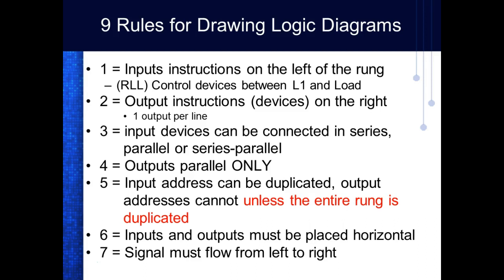Of course, here I try to combine relay and PLC. So there's some things we do in relay that we do in PLC, especially when it comes to line numbers and stuff like that. Inputs and outputs must be placed horizontally. This is definitely true in PLC. Signal flow must be what? From L1 to L2. So we can't have any backflow.